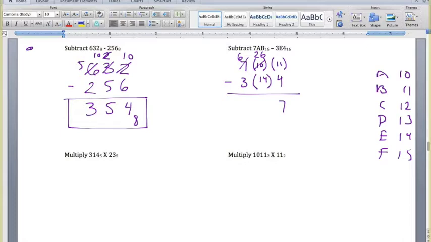26 minus 14 is 12, and I'm going to put parentheses around there, so remember that's a 12 and not a 1, 2. And then 6 minus 3 is 3. Then our final answer, we don't want those 2-digit figures. We want to turn them back into their letters. So that's 3C7, base 16.